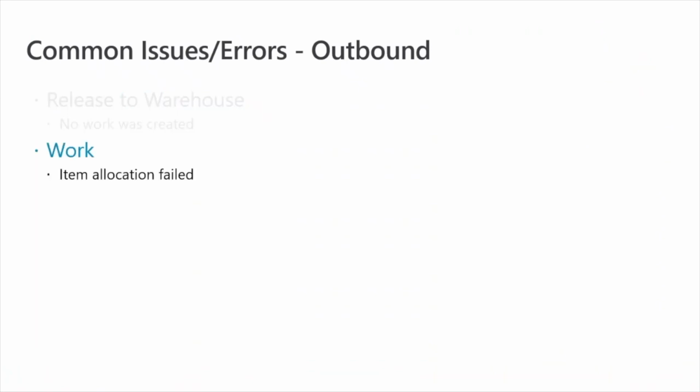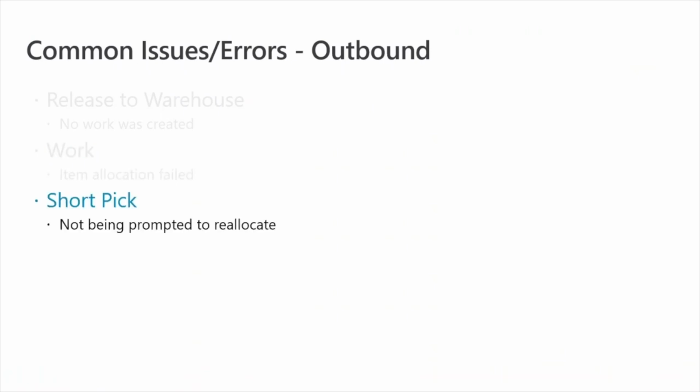If you do get work created from that process, you may receive an error that says the item allocation failed. This means the system could not determine where to retrieve or pick that inventory from within your warehouse. Then, once you are in the picking process on the warehouse mobile application, if you go to a picking location and there is not enough physical inventory in the location to fulfill what the picking work is specifying, then you may need to do a short pick.